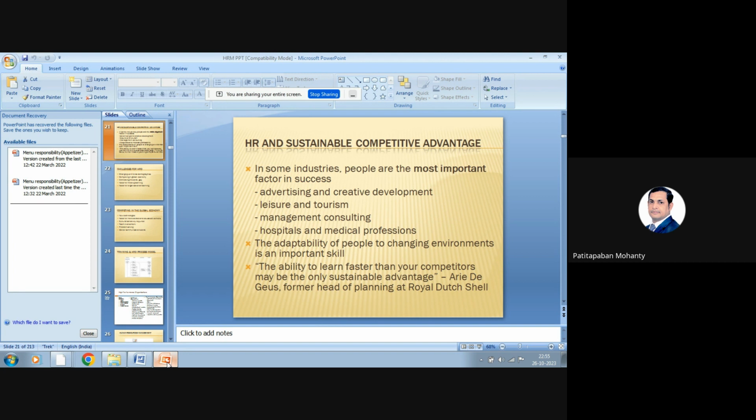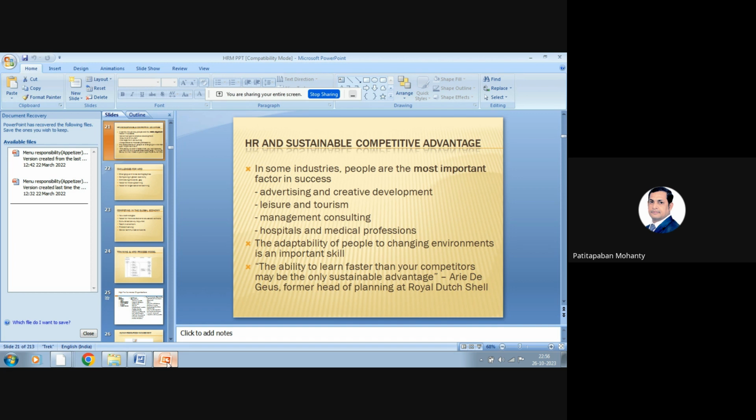So how will the sustainability be achieved? Through the proper publishing of information, through the proper advertisement, through the proper creative development or the proper innovation and proper creativity among the employees. So that will create a sustainability concept or the sustainability criteria for the competitive advantage. And it is also very much achievable in leisure and tourism also.